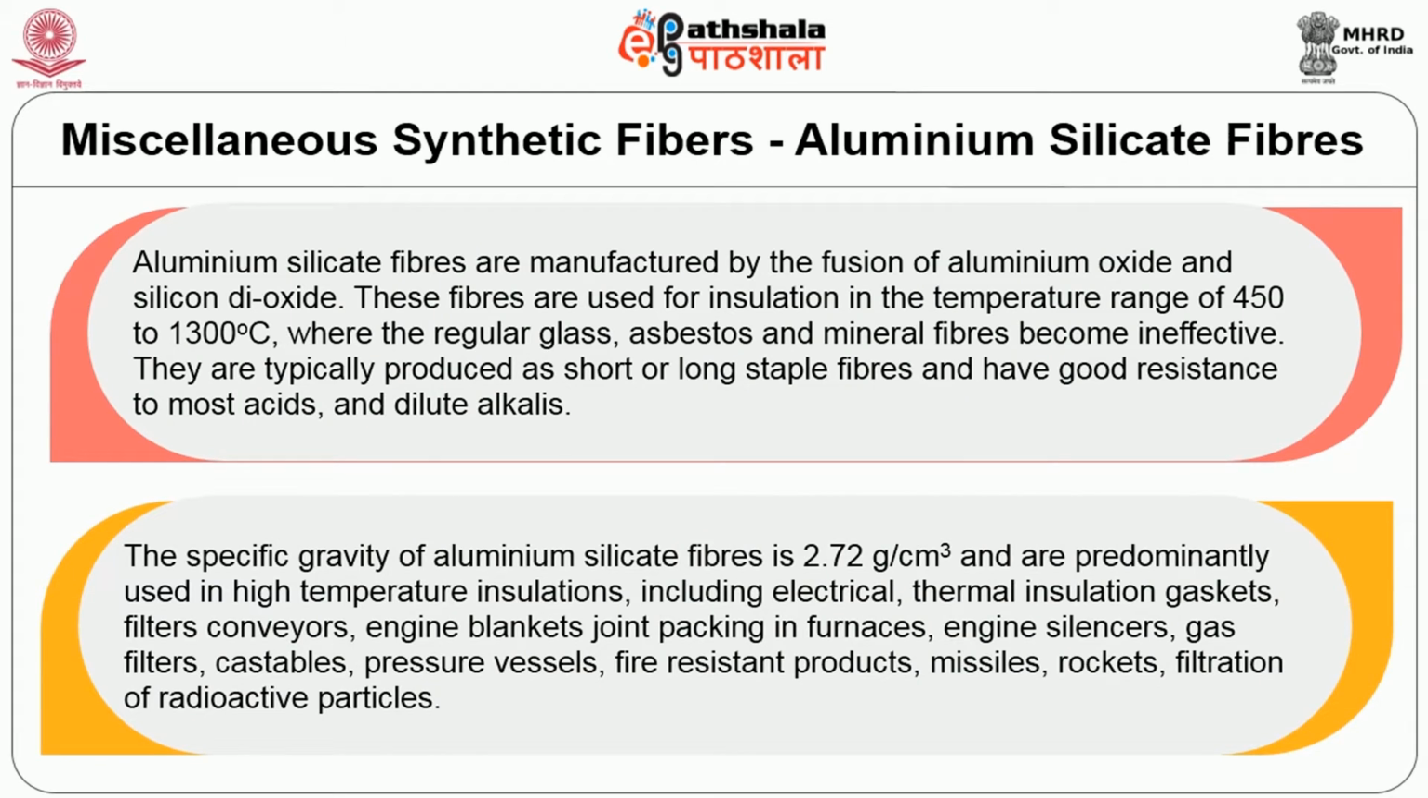The specific gravity of alumina silicate fibers is 2.72 grams per cubic centimeter, and they are predominantly used in high temperature insulations, including electrical, thermal insulation, gaskets, filter conveyors, engine blankets, joint packing in furnaces, engine silencers, gas filters, castable pressure vessels, fire-resistant products, missiles, rockets, filtration of radioactive particles.